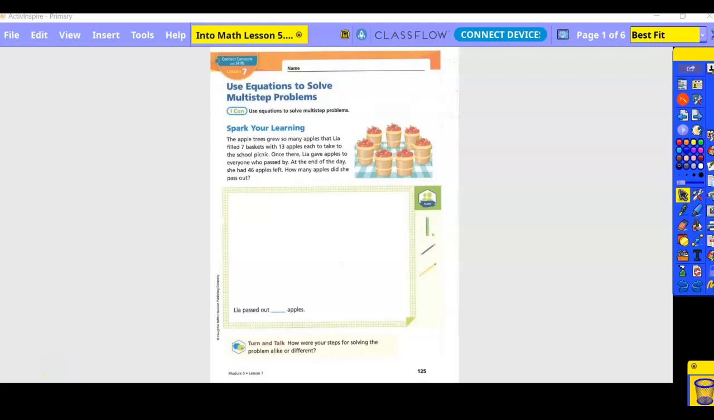Fourth grade into math, lesson 5.7. Use equations to solve multi-step problems. I can use equations to solve multi-step problems.